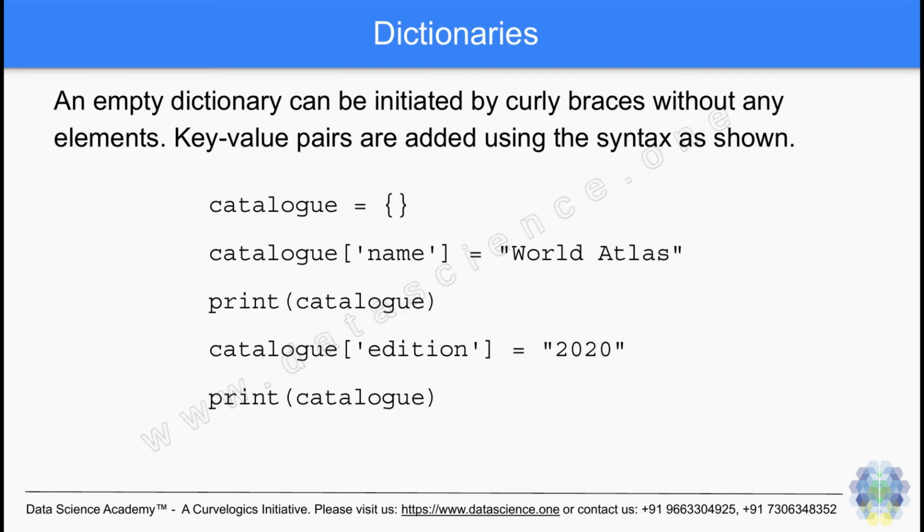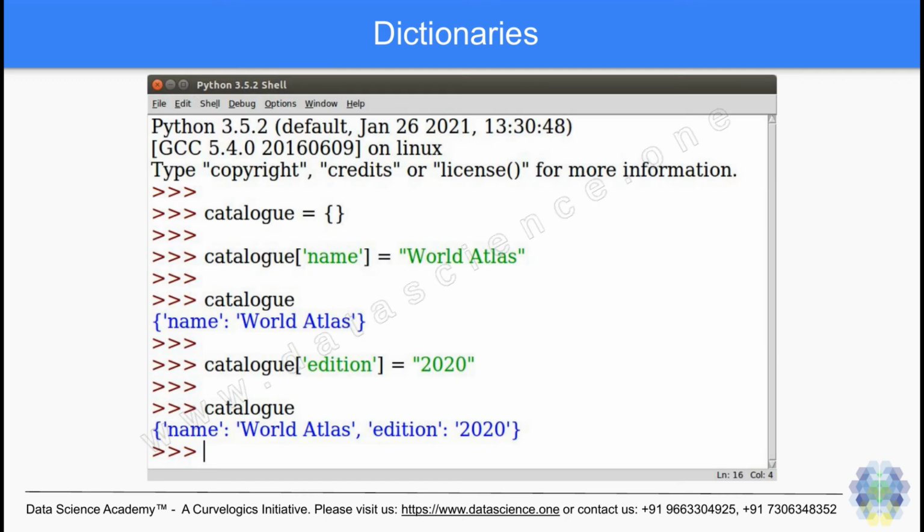An empty dictionary can be initiated by curly braces without any elements. Key-value pairs are added using the syntax as shown. Here we have initiated an empty dictionary called catalog. To this dictionary, we sequentially add key-value pairs. First we add the name of the book, followed by the year in which the current edition was published.